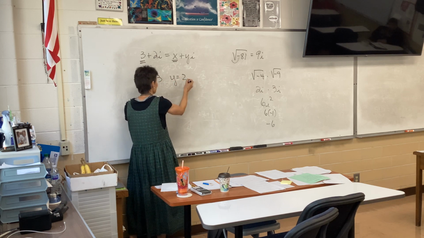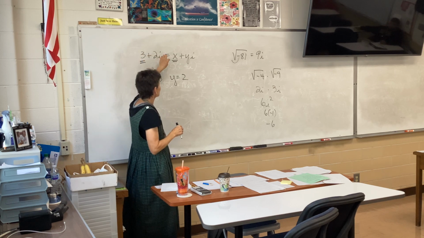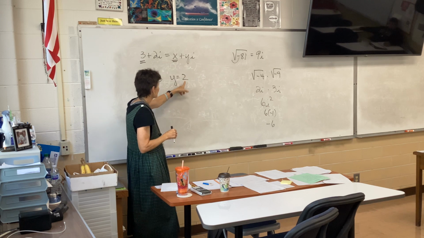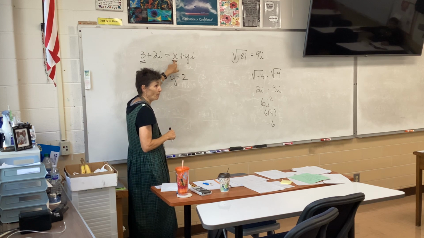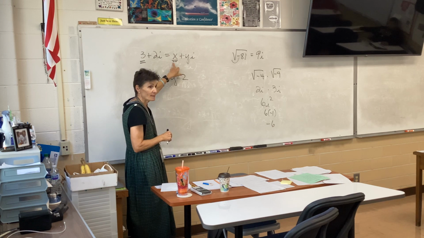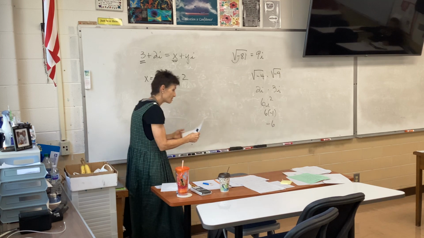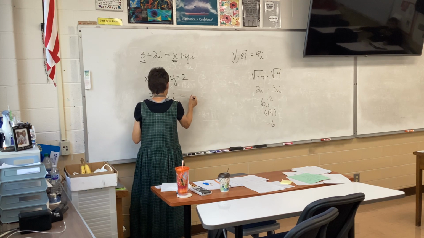It's that easy, kids. Do not make that complicated. If this side is the same as this side, then the i part has to match up, so that has to be a 2. And the non-i part has to match up, so that has to be a 3. So the next one looks more complicated, but it is not more complicated.